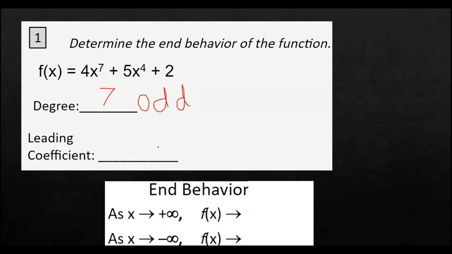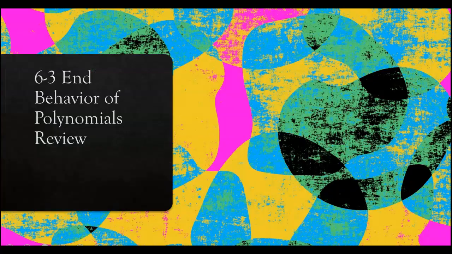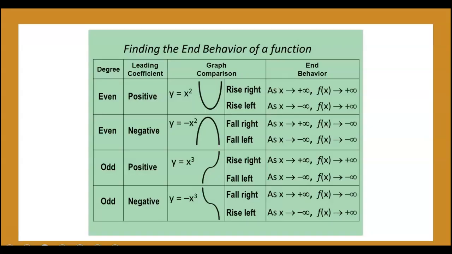What is the leading coefficient? And then we'll go to its sign. The leading coefficient is 4, positive or negative? Positive. So it is an odd positive. So an odd positive starts at negative infinity and ends at positive.